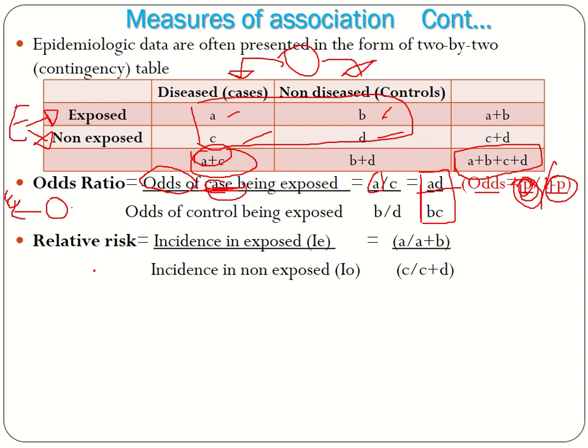The second measure of association strength, the association measure, the assessment method, is relative risk. Relative risk, as the name indicates, tells us among those who are exposed, the risk of developing the disease or the outcome, how much it is.